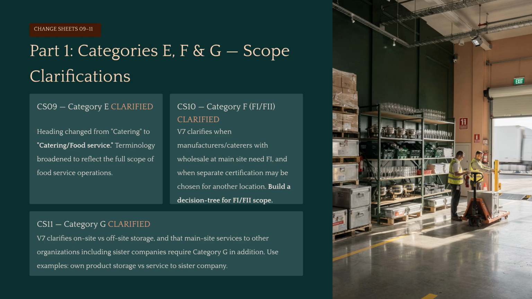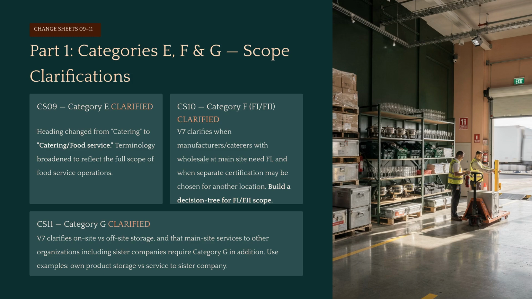Version 7 also clarifies terminology and boundaries for several service-based categories, and these changes are especially useful for organizations operating in retail, food service, storage, and distribution environments. Category E has been expanded from catering to catering/food service. This broader heading better reflects the reality of modern food service operations, which may include on-site preparation, bulk meal distribution, commissary support, delivery, institutional food service, and hybrid service models. The new wording captures a wider range of operations and helps the certificate reflect the actual business model more accurately.